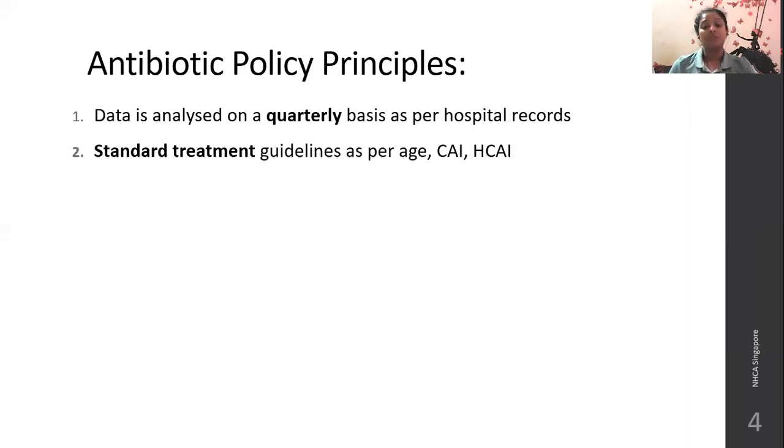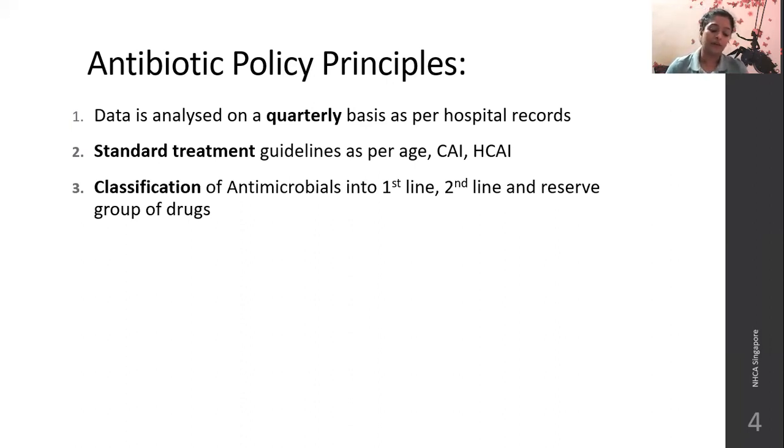Standard treatment guidelines as per age are there for community acquired infections and healthcare associated infections. In older children: bloodstream infection, meningitis, UTI, pneumonia, any GI infections, conjunctivitis, etc. Special treatment guidelines are mentioned for these diseases. When it comes to neonates, sepsis and meningitis, treatment guidelines are mentioned, and according to that, they have to be followed. Infants and small children, meningitis, sepsis, and pneumonia, standard treatment guidelines given should be followed.